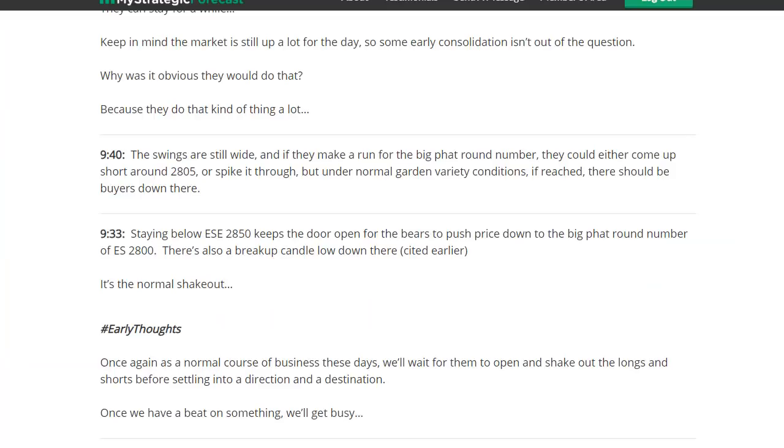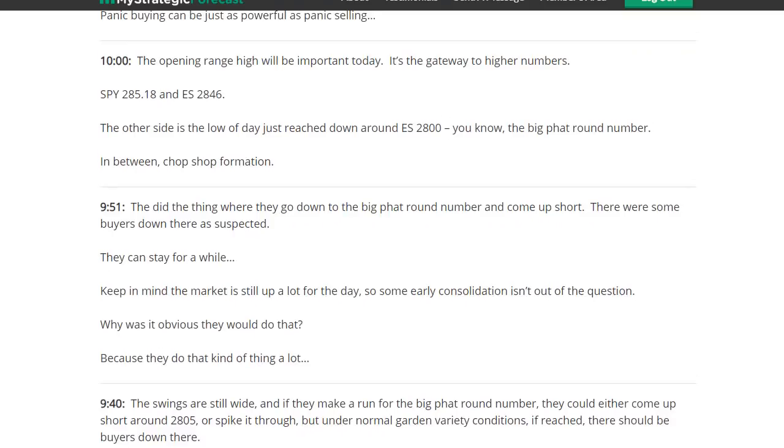Back to the commentary, moving along. Let's scroll up the page a little bit. They stage a rally, they go back up. We're citing the opening range high. We have our numbers. We know what the important numbers are all day long.